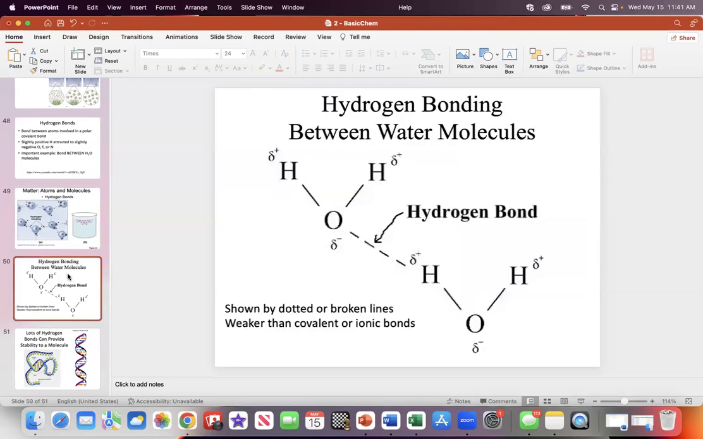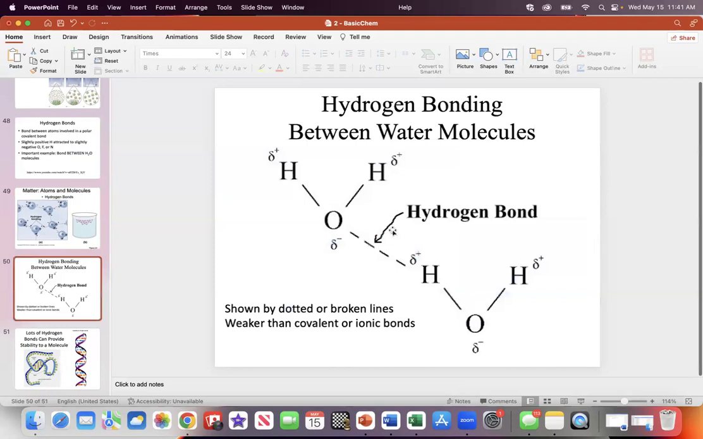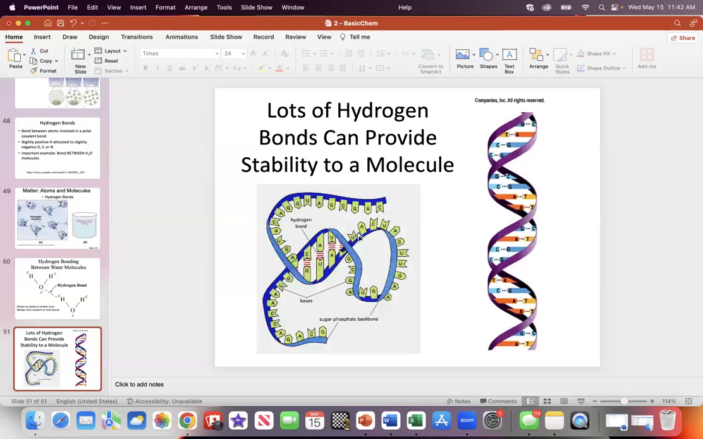So the hydrogen bond is between molecules. It's weaker, and weaker is not bad, because being weaker means you can break it. Like water, they attract each other, so water has a big surface tension because of hydrogen bonds. And the other molecules we will talk about, like DNA, is a double helix. This is RNA, a single strand. You find the dash line here, and you see the dash line here. So you know they're actually hydrogen bonds.